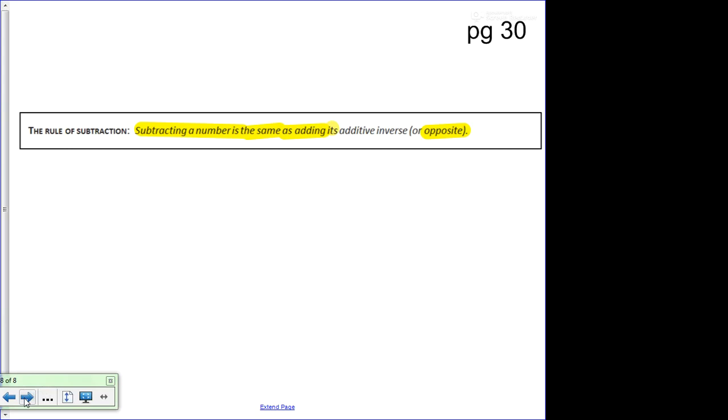It says the rule of subtraction. It's all fancy. Circle it, highlight it, flashy light it, do something. Subtracting a number is the same as adding its additive inverse or its opposite. Subtracting, adding, the opposite.